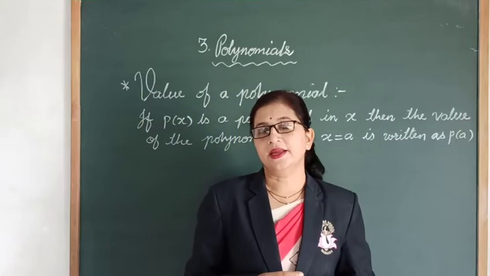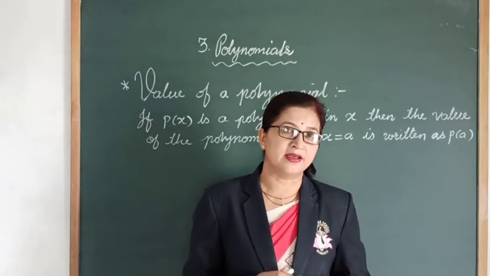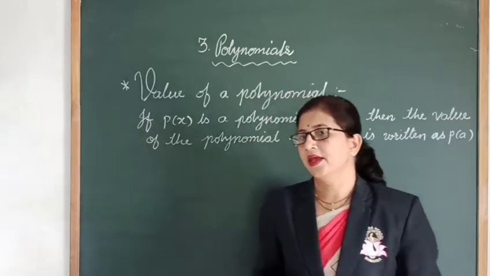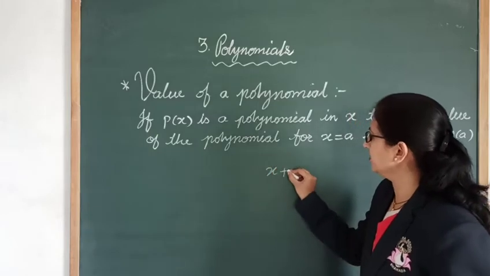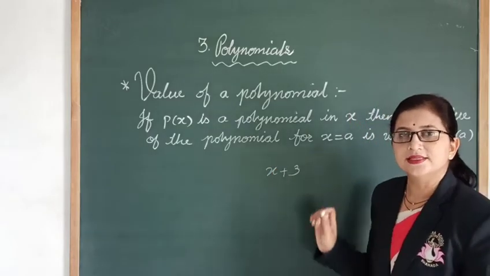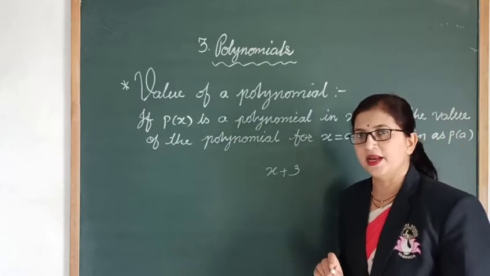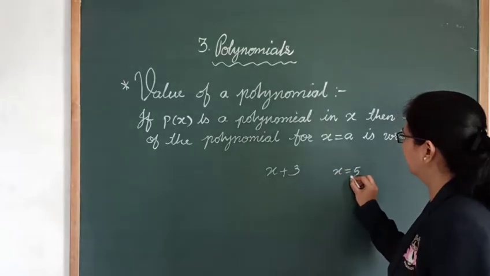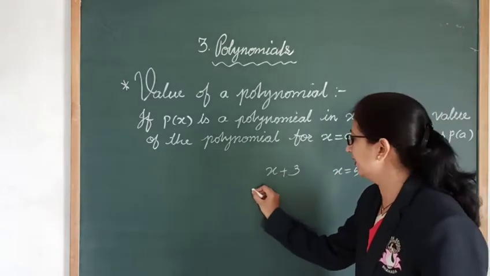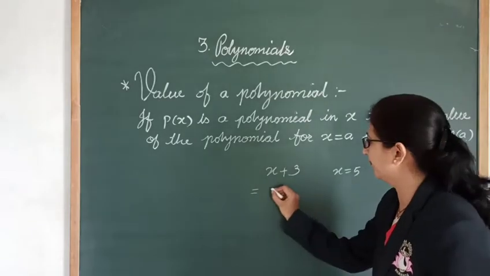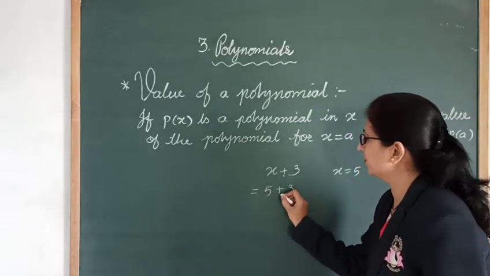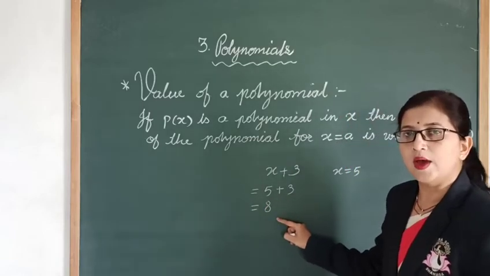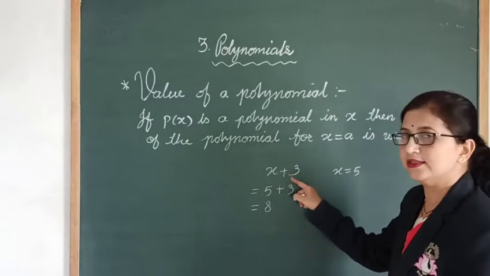In a polynomial, if a variable is replaced by a number, then we get the value of the polynomial. For example, x plus 3 is a polynomial. In this polynomial, if we put the value of x as 5, then the variable is replaced by the number 5. So here we get 5 plus 3, which is 8. So 8 is the value of the polynomial x plus 3.